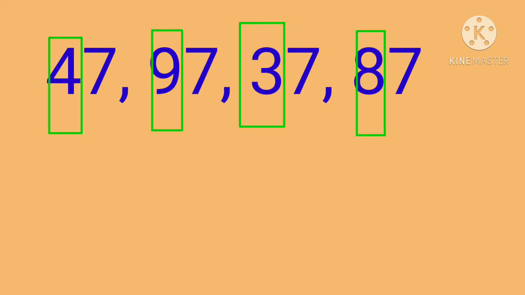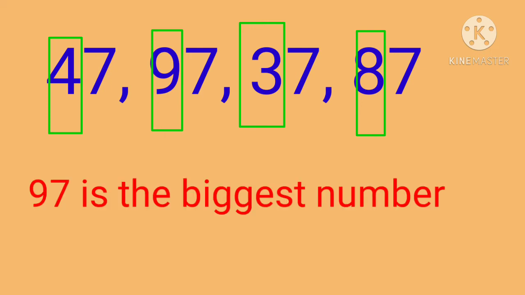Let us solve one more problem. Here you can see 4 numbers, 47, 97, 37, 87. Children, you have to find out which is the biggest number. Here all the numbers are two-digit numbers. So let us compare the tens place digit. Here the tens digits are 4, 9, 3, 8. Which is the biggest number? Yes, we know 9 is the biggest number. So we can say that 97 is the biggest number.